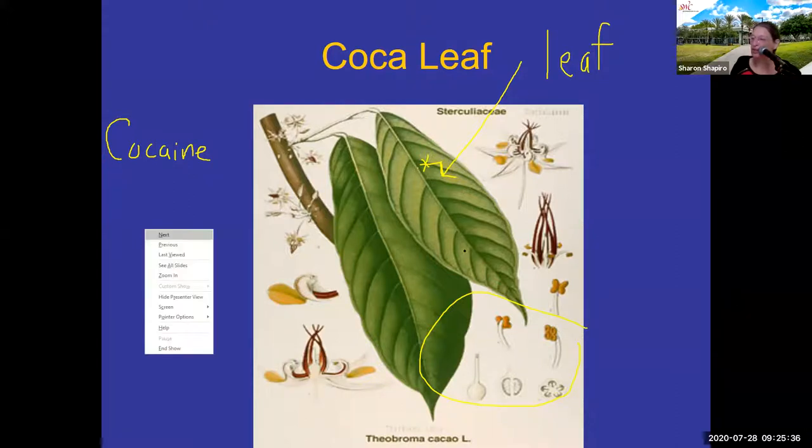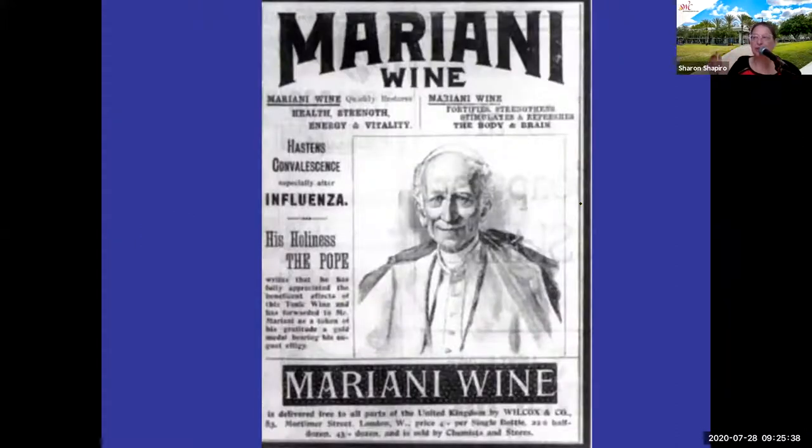And here's an actual advertisement for Mariani Wine. Mariani Wine combined alcohol and cocaine together in the same beverage. And this is an actual advertisement letting you know that His Holiness, the Pope, also enjoys Mariani wine and has it in his wine cellar. From what I understand, they still have the Mariani wine in the Vatican wine cellar. They probably knew it had cocaine in it, but they didn't understand the addictive qualities of it and all that.